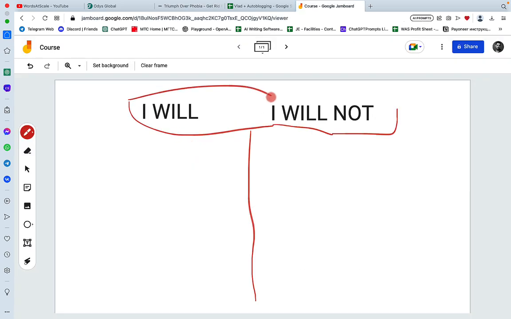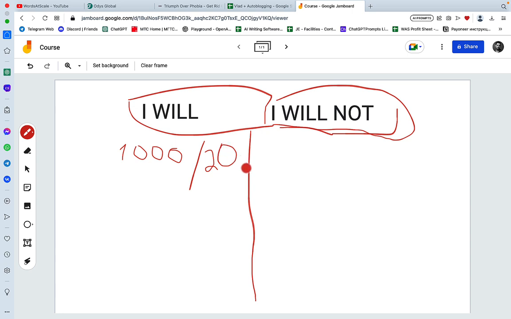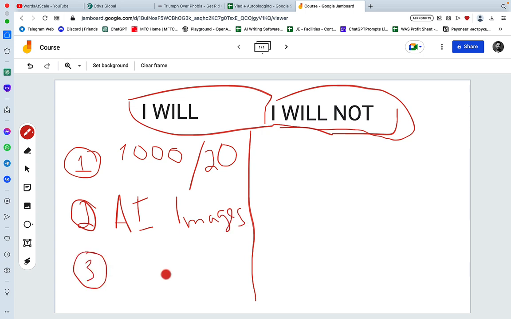Now, I will probably get ostracized and criticized for some of this, but I will post 1,000 keywords or topics, and I will drip feed them at around 20 posts per day. That's a promise. I will use AI images for all of the posts, and I will be interlinking the posts, but only when they are all published, and I'll be talking about interlinking later.